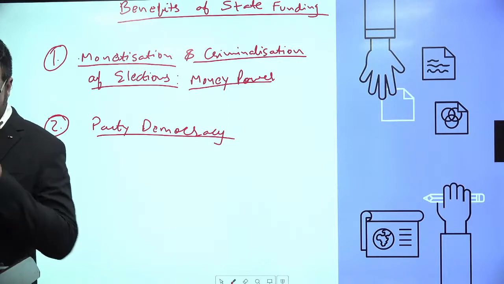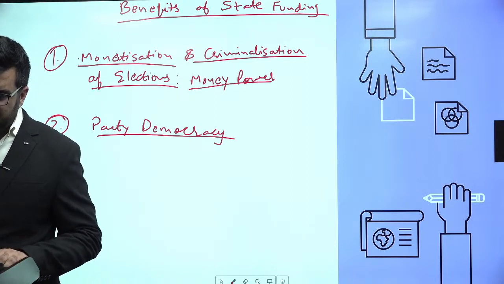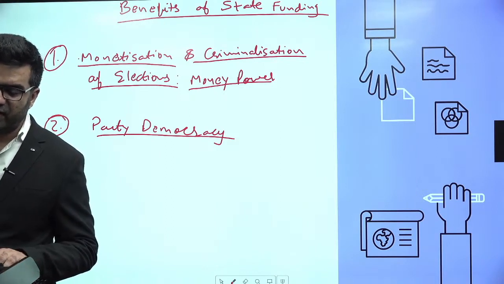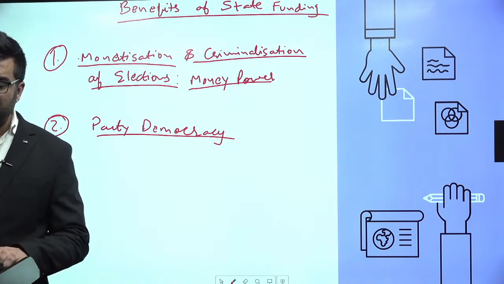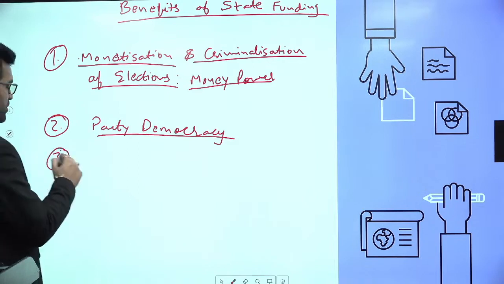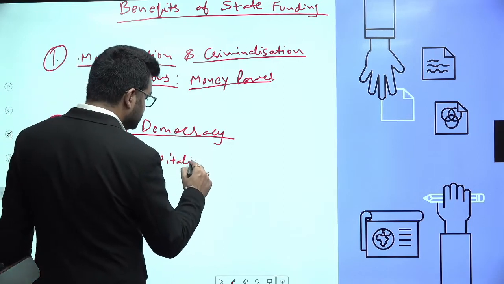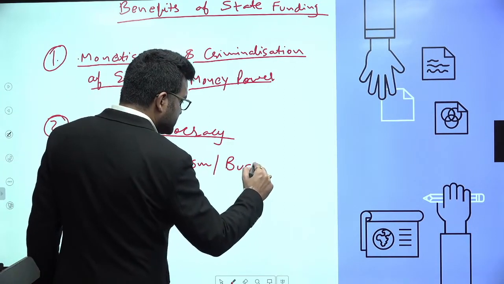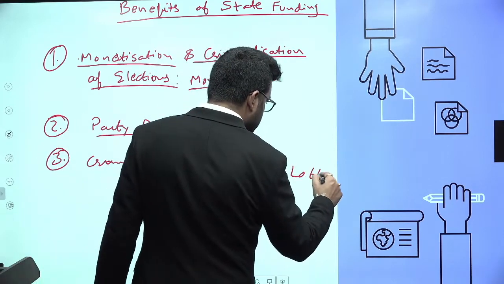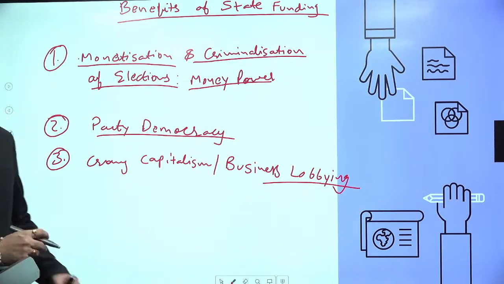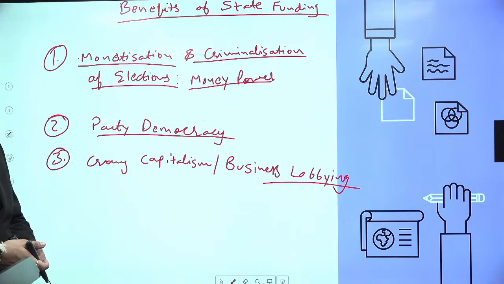Got it? So this is there. Now, state funding ensures that some influential people or groups don't have undue influence. State funding of elections ensures that some influential people, यानी कि crony capitalism, business lobbying, would be checked to a large extent.